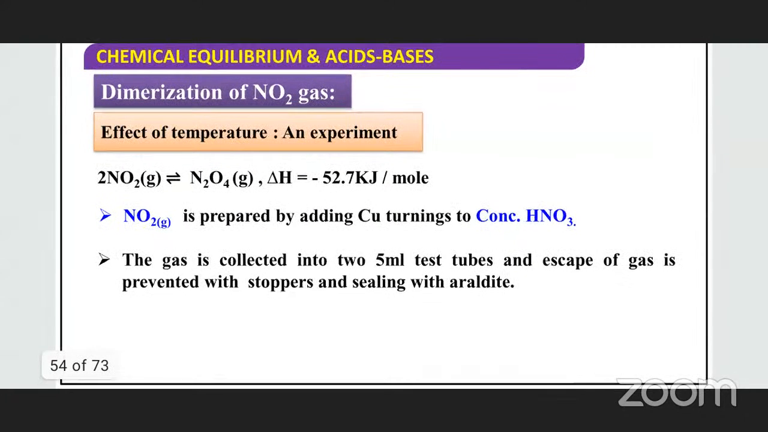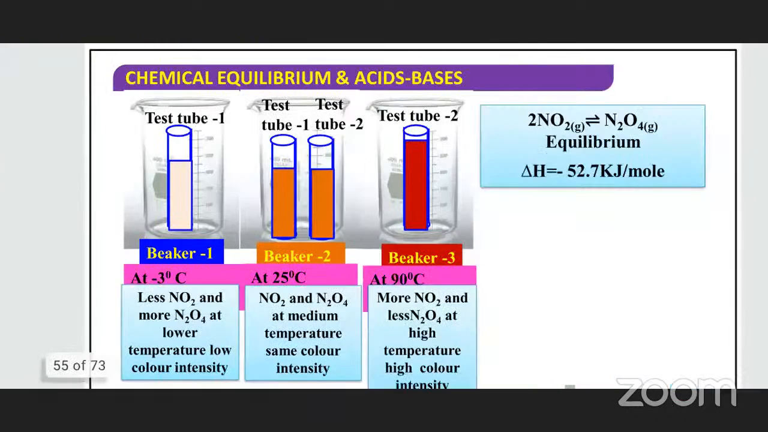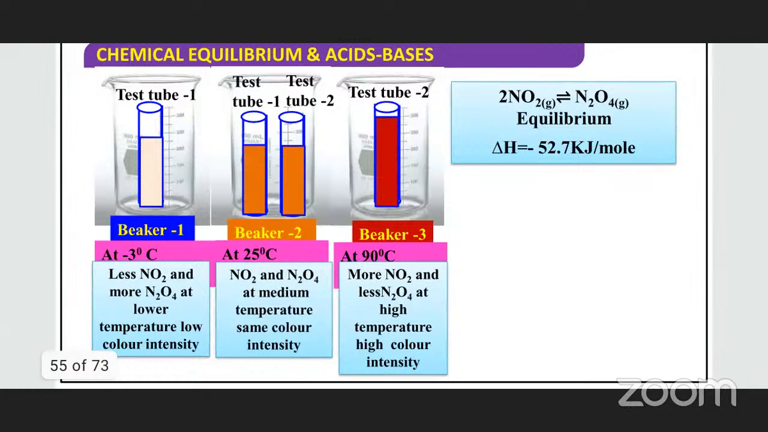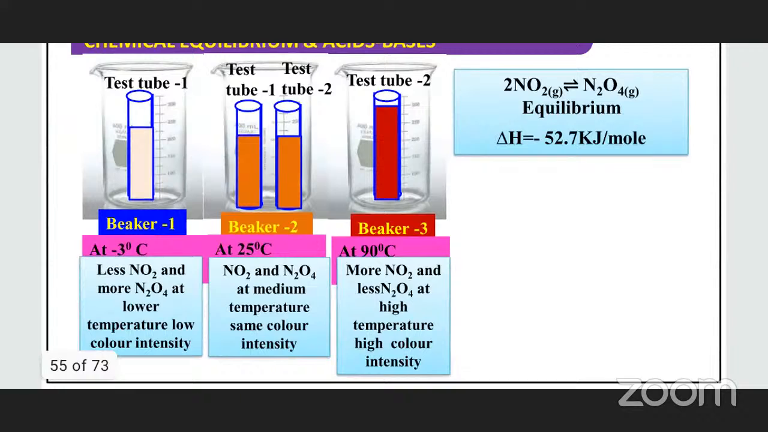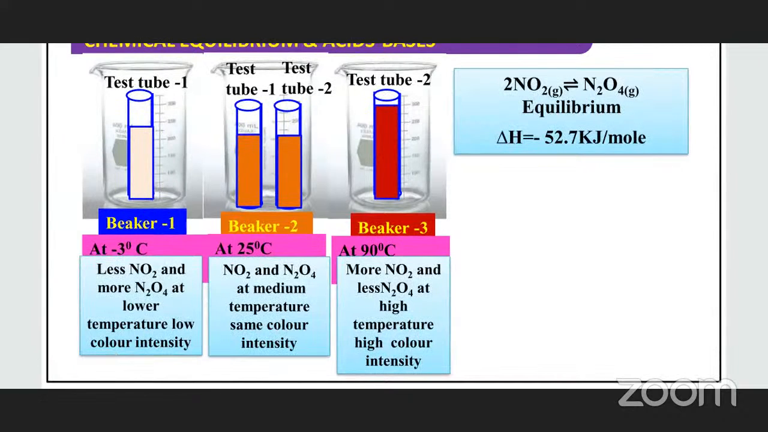NO2 is prepared by adding copper turnings to concentrated nitric acid. The gas is collected into 25 ml test tubes and escape of gas is prevented with a stopper and sealing with araldite. Here are three experiments: test tube 1, test tube 2, test tube 3. Here, beaker 1, beaker 2, beaker 3, at 3 degrees Celsius, at 25 degrees Celsius, at 90 degrees Celsius.